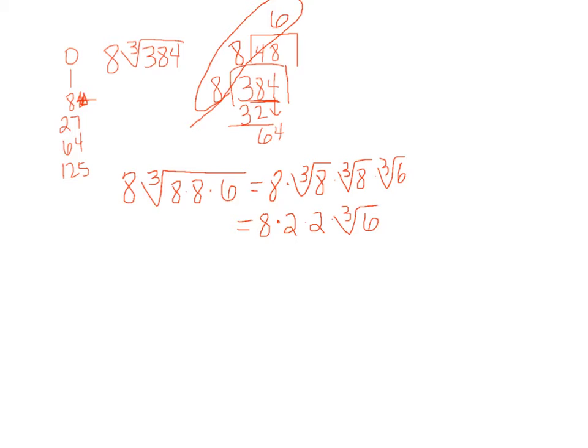And then I'm just going to multiply across. So 8 times 2 is 16. 16 times 2 is 32. So I have 32 times the cube root of 6.